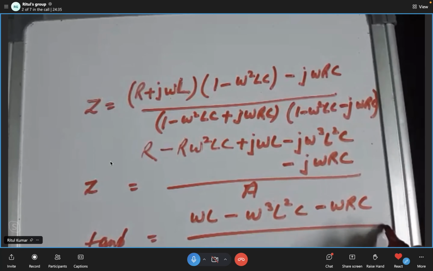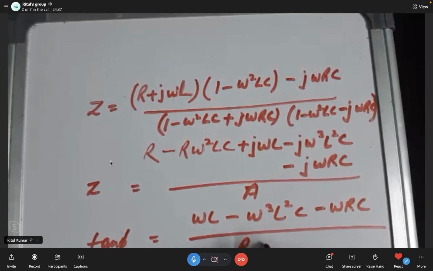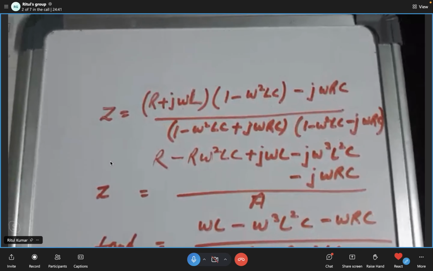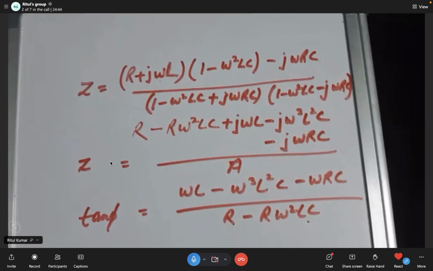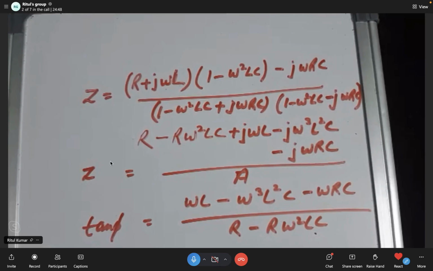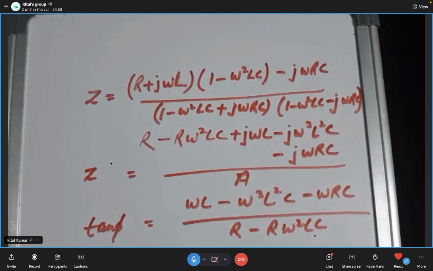Yes, so this should be very different from what you wrote initially. Okay, R omega square LC. Yes, this is what you got, right? Yes, this is what I got. Yeah, correct. This is the one. Fine. So we got the differential.